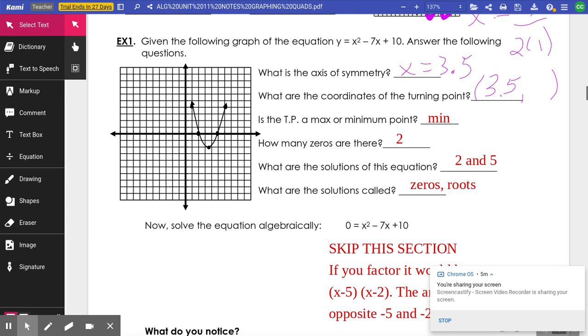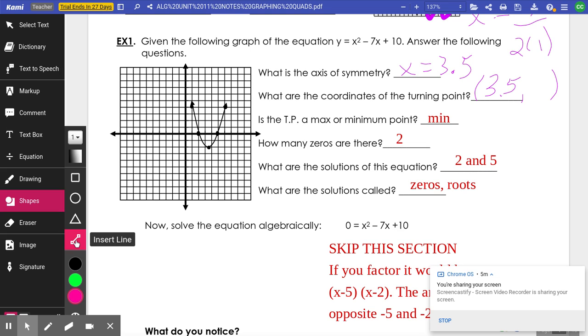And I want you guys to understand this. So given the following graph on the left, it's x squared minus 7x plus 10. Answer the following questions. So the first thing it says is, what is the axis of symmetry? Well, you might say this looks like 1, 2, 3. And again, the axis of symmetry is the line that splits it down the middle. Okay, it makes a mirror image, or it takes the parabola and cuts it in half.